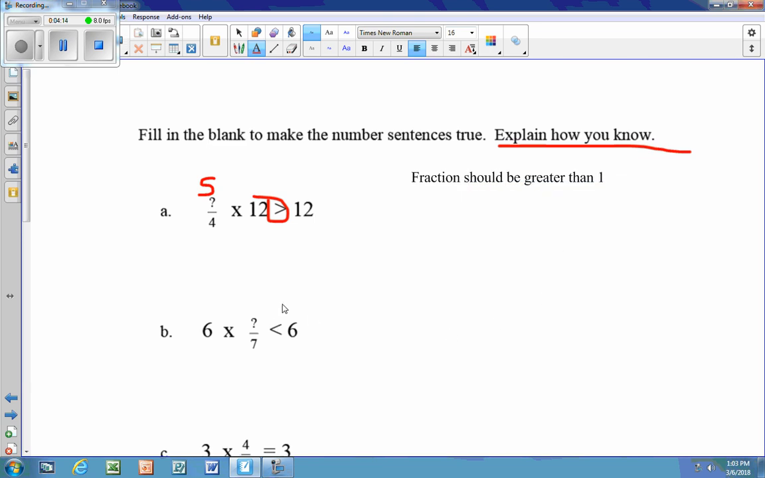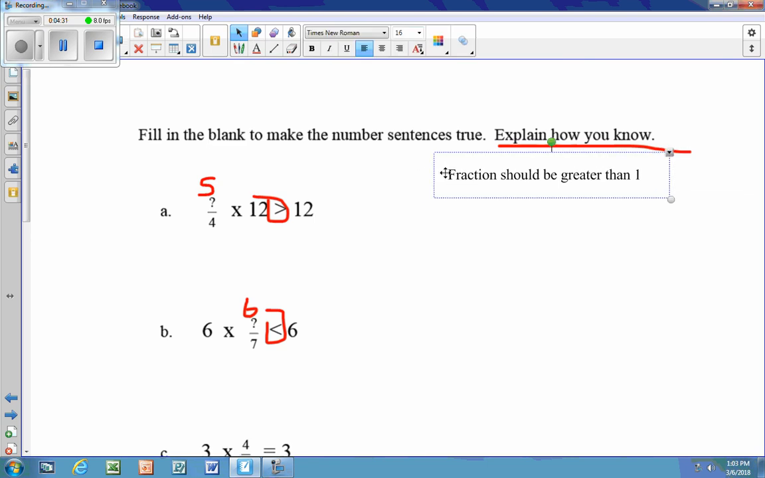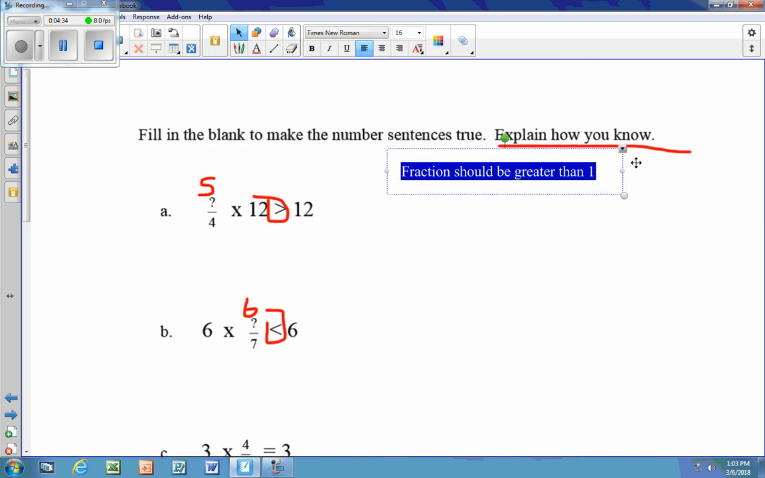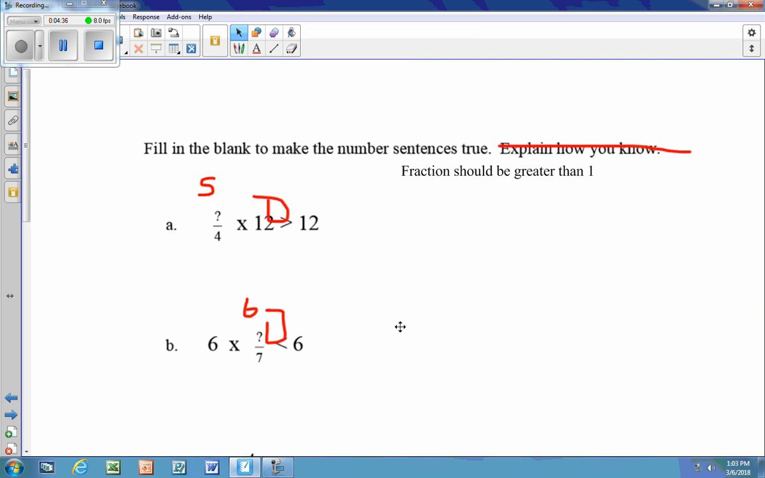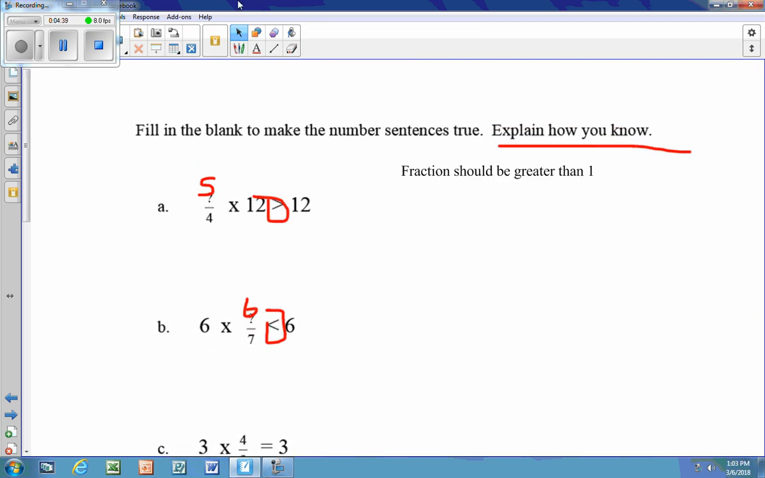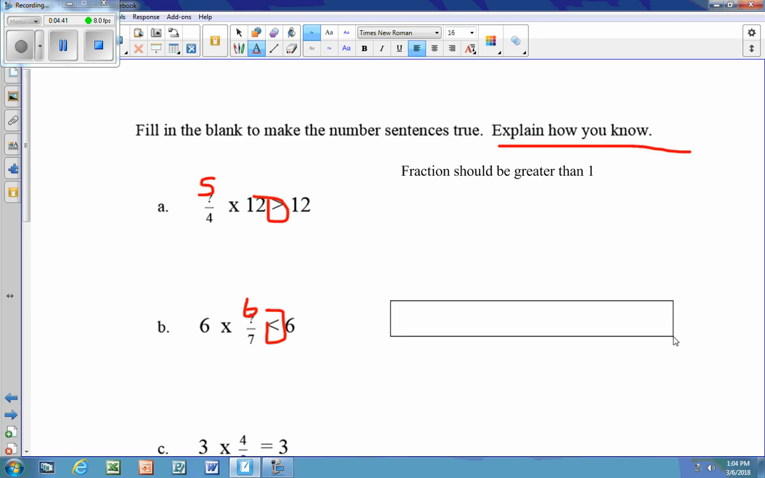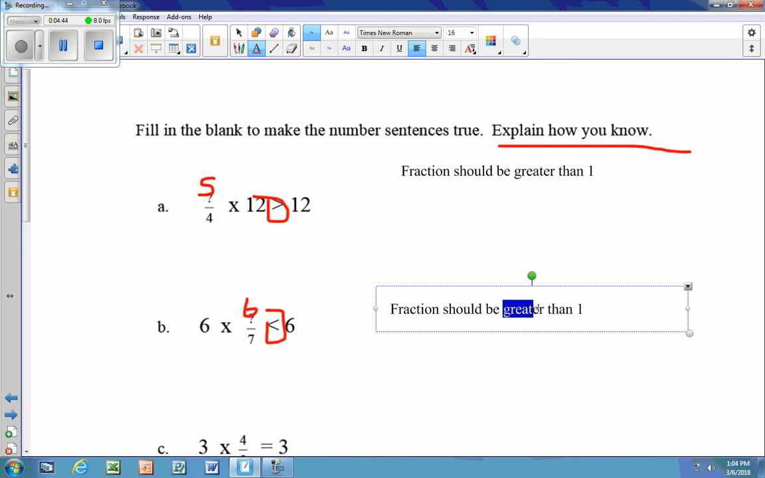And now over here, we look again, and this time it's less than, so it should be less than 1. So to make a fraction less than 1, I'm going to choose 6/7. It could be 5/7, 4/7, 3/7. They're all less than 1. So once again, we're going to write an explanation. But this time, I'm just going to copy this down here, but I'm going to change it so that it should be less than 1. So those are my explanations as I'm going along, explaining why I picked what I picked.